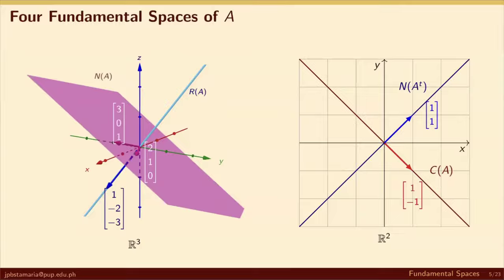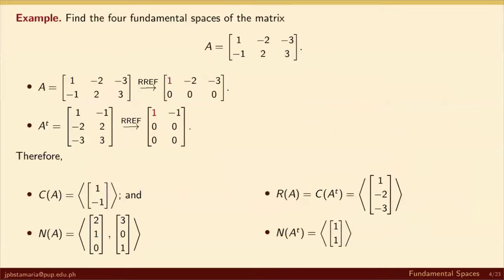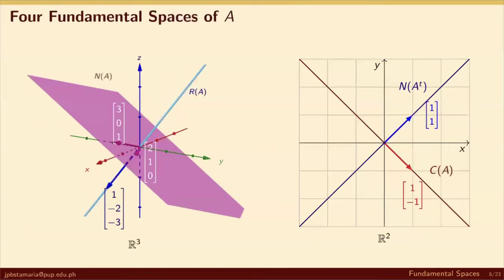On the other hand, for the other two subspaces, in this case subspaces of R2, the column space is generated by the vector 1, -1, while the left null space is generated by the vector 1, 1. So here in this picture is the vector 1, -1, and this is the column space of A. While this is the vector 1, 1, so the subspace spanned by 1, 1 is the left null space of A.